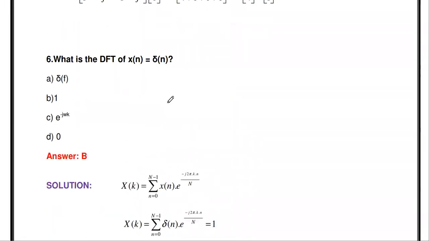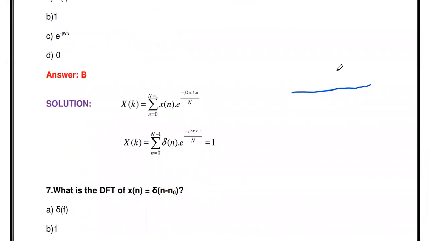Then the next one: what is the DFT of x of n equal to del of n? In the previous problem, the x of n was given as a finite duration sequence. Here the x of n is equal to del of n. To calculate the DFT for this problem, we can use the formula method. What is del of n? It's a unit impulse sequence. The del of n has amplitude 1 only at n equal to 0. For the remaining time, the signal has no amplitude. This is the del of n.